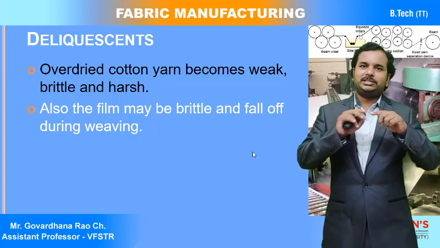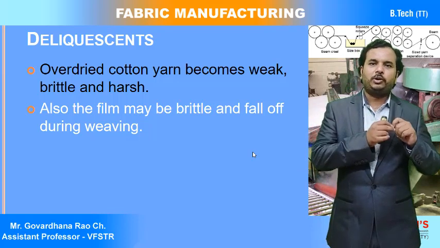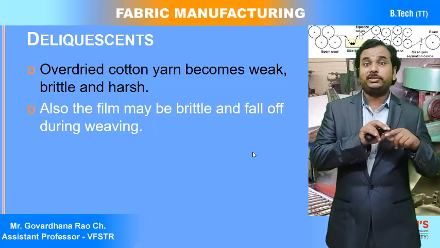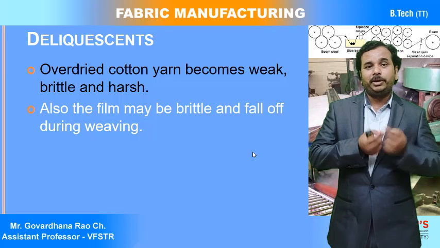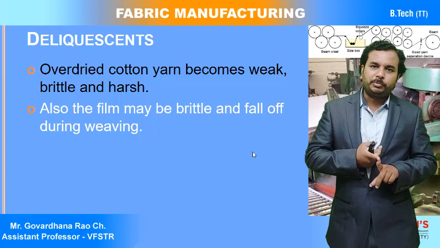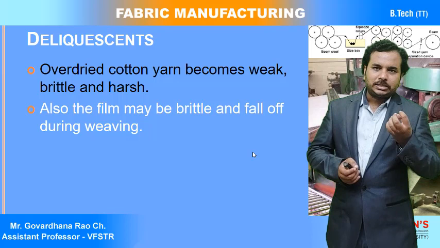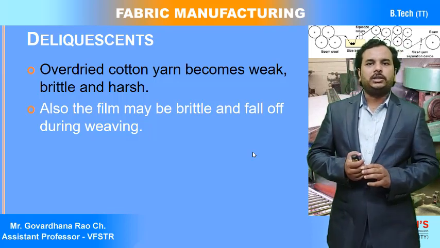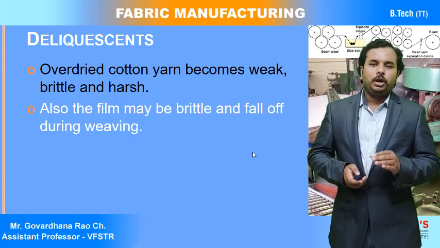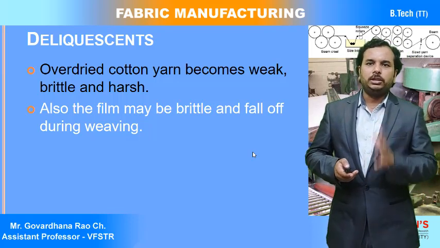If the yarn is coated with the size ingredient and it is brittle, then after the yarn is bent or moved, the size film on the yarn surface breaks. Because of yarn-to-yarn abrasion or yarn-to-metal abrasion in the weaving process, this brittle size film is going to fall down onto the weaving elements during weaving. So deliquescents are used to prevent all these things.